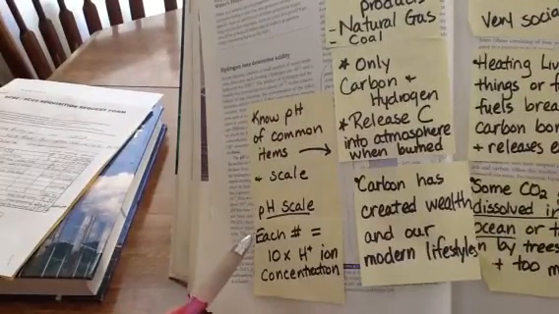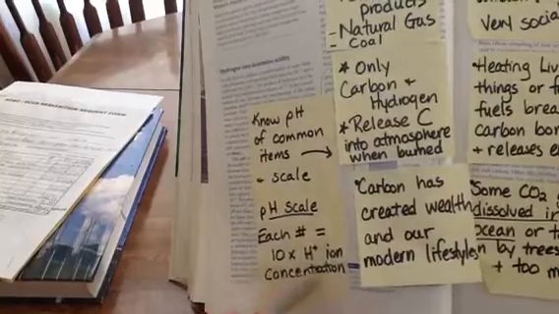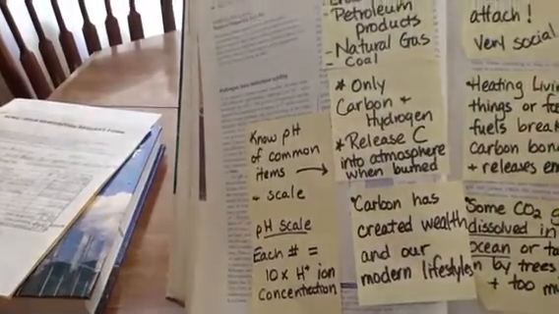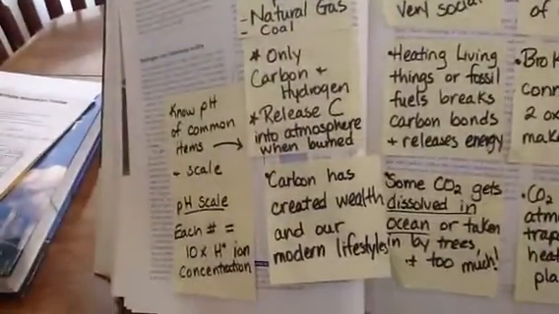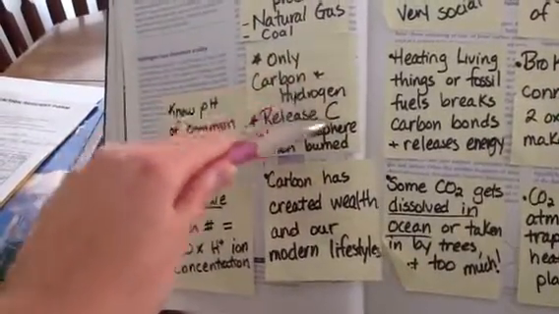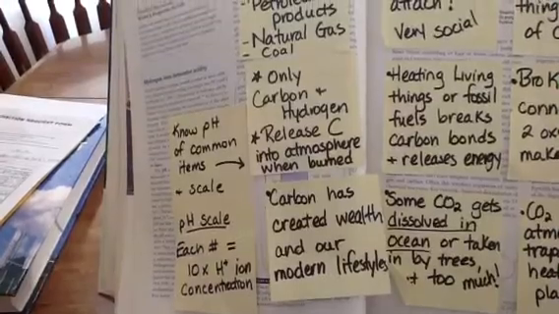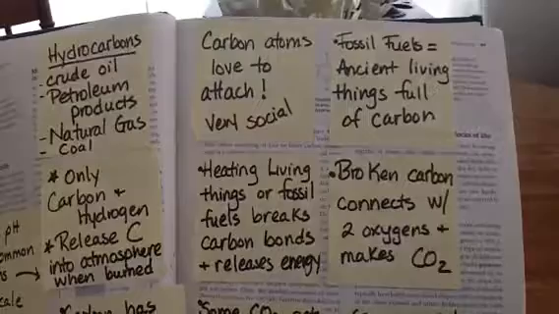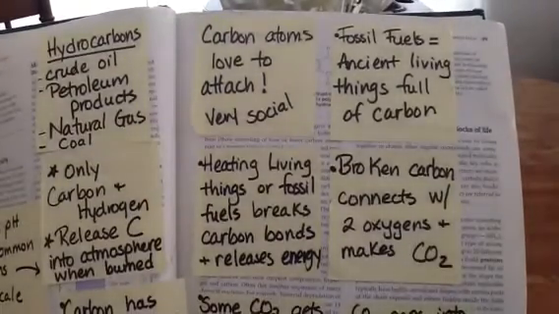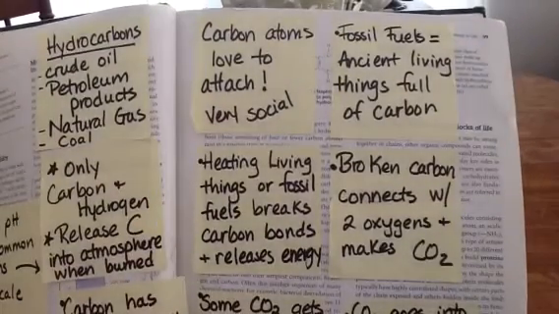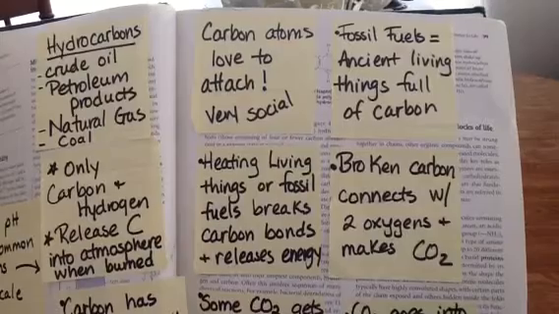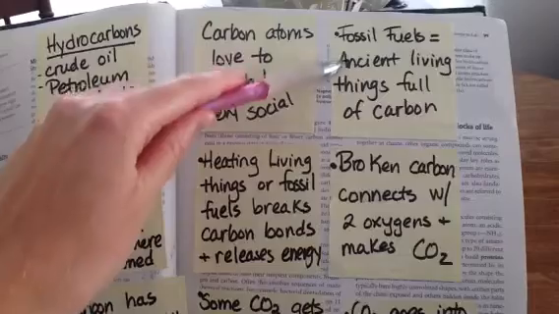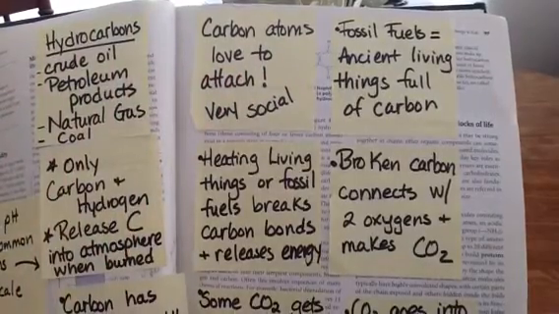And so this is a number that you need to know. Sometimes you'll see a calculation using that, and I'll help you with that. All right, going back to carbon atoms. So we talk about releasing carbon when we burn fossil fuels. Well, these carbon atoms love to attach to each other and to other things. They're very social. And so our fossil fuels are ancient living things full of carbon.